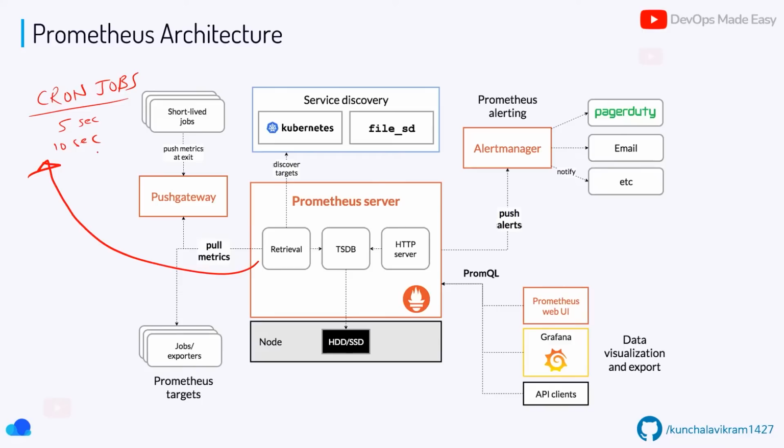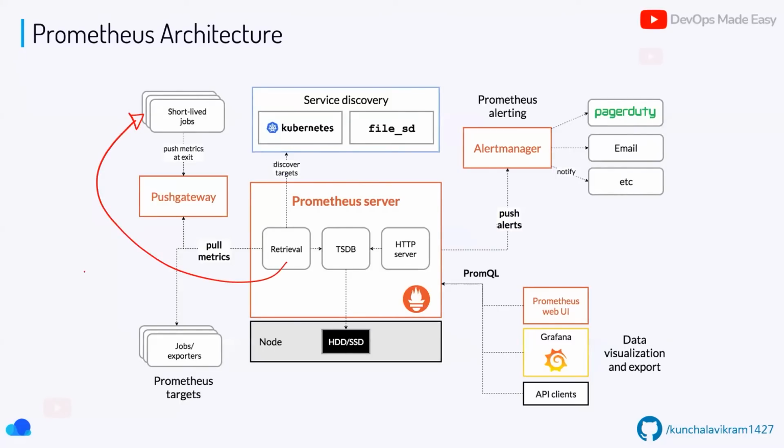Because cron jobs will run and they will be killed. Within 10 seconds, your Prometheus may not get that information. So these are all called short-lived jobs. So how does Prometheus monitor all these short-lived jobs? Because by the time Prometheus tries to scrape the data, that job itself might not exist.